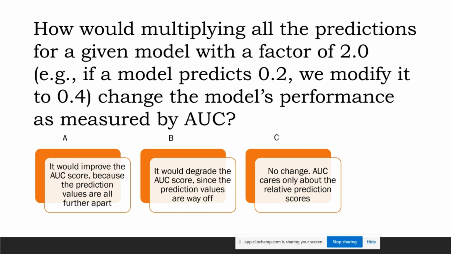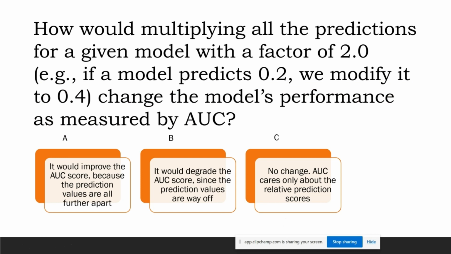A question for all the viewers here. Please pay close attention and write down your answers in the comments below. You can simply mark the options as A, B, or C. Given a binary classifier and its AUC score, now we are scaling this model by a factor of 2. All the output that this model predicts, we just multiply it by 2. How would this change our AUC score, or our model's performance when measured in terms of AUC score? The question is clear to all of you.